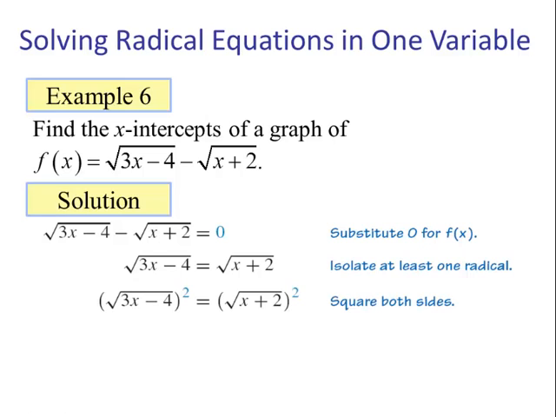Next, we square both sides. The squaring and the square root cancel, and we're left with 3x minus 4 equals x plus 2. Subtracting x from both sides and adding 4 to both sides, we have 2x equals 6. Divide by 2 and x is equal to 3.